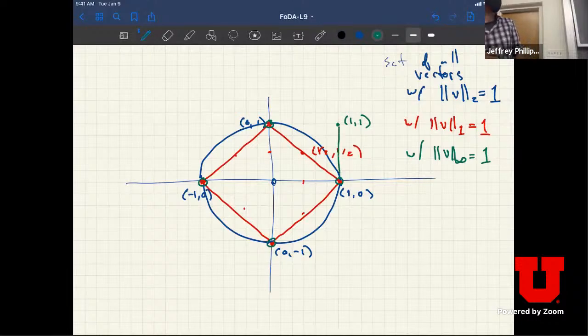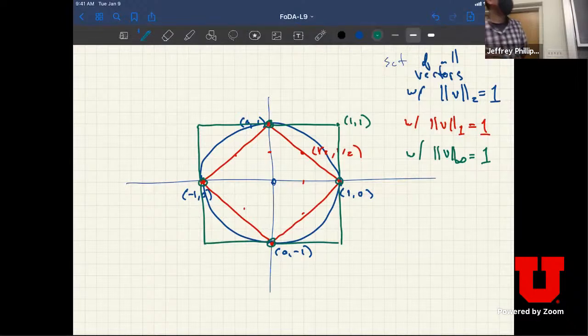The y value is less than 1. Well, the maximum of the two is still 1. And I can also say the y value is at maximum 1. Right? And then I can also draw it down here because I'm doing absolute values. So it's going to be symmetric across the origin. Okay, so this is the L infinity ball now.